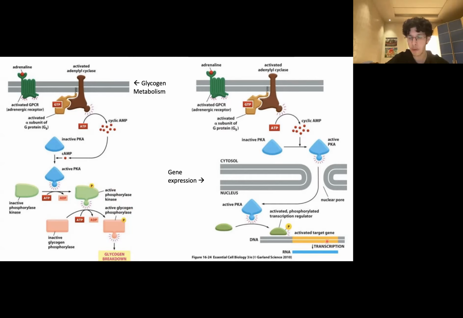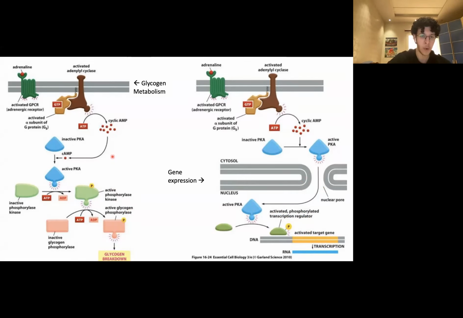What about transcription? We have cyclic AMP binding to protein kinase A again. Protein kinase A will go all the way into the nuclear membrane and activate transcription regulator. Simply, if it's going to control transcription, the molecule is called transcription regulator. When it activates that, it's going to do transcription regulation. So in transcription regulation, the molecules involved are cyclic AMP, protein kinase A, and transcription regulator.